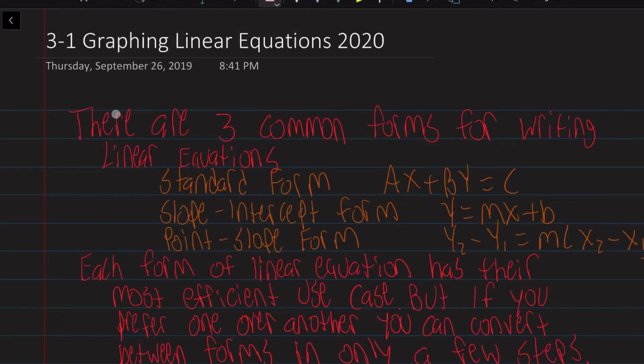Before we start graphing, let's talk about how there are three different common ways that you can see a linear equation. They're either going to give you an equation where x and y are on the same side. That's called standard form. In standard form, x and y are both on the left side of the equation, and then you have just a constant on the right side. That's the way you know it's standard form: x and y on the same side, the regular plain numbers on the right side by themselves.